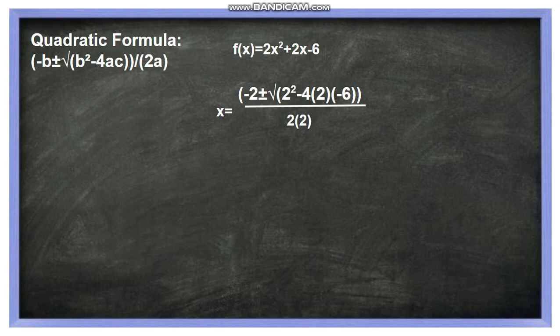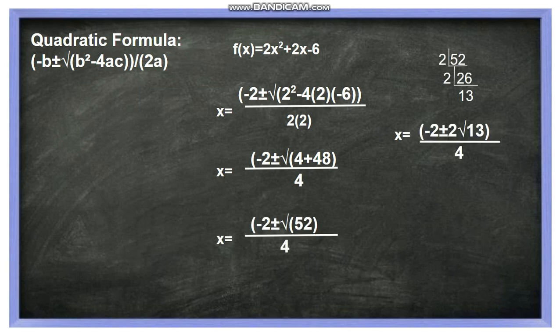So we'll go ahead and simplify this. So x equals negative 2 plus or minus the square root of 4 plus 48, because negative 6 times 2 is negative 12, and negative 12 times negative 4 is 48, all over 4. So now I can simplify this a little more. x equals negative 2 plus or minus the square root of 52 over 4.